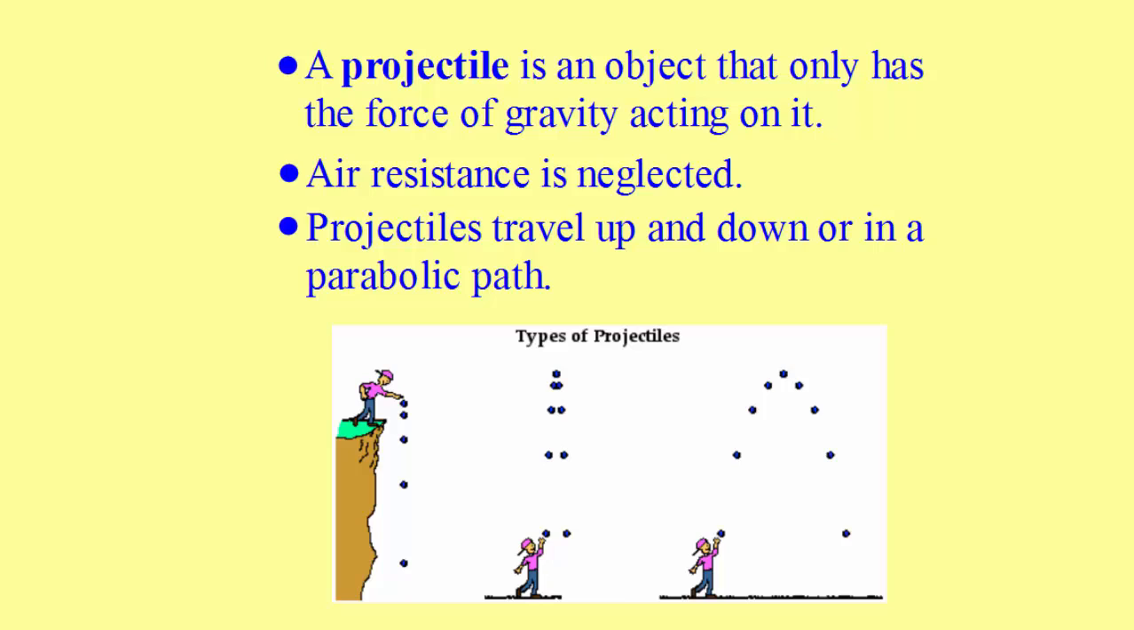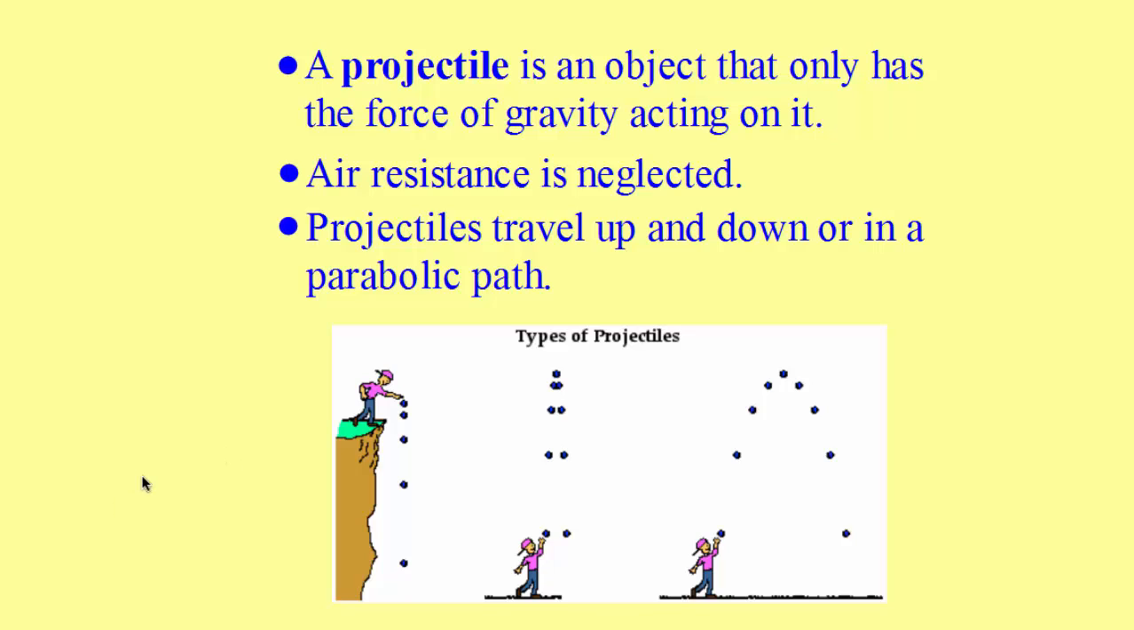So let's define a projectile. A projectile is an object that only has the force of gravity acting on it. So in these cases, we're not going to care about air resistance. Air resistance will always be neglected in terms of a projectile. We also know that projectiles travel up and down or in a parabolic path.